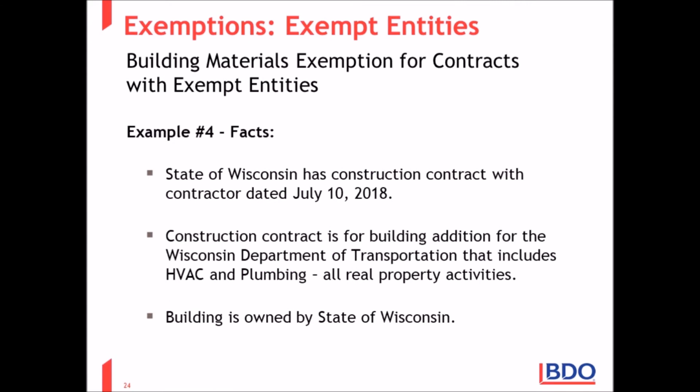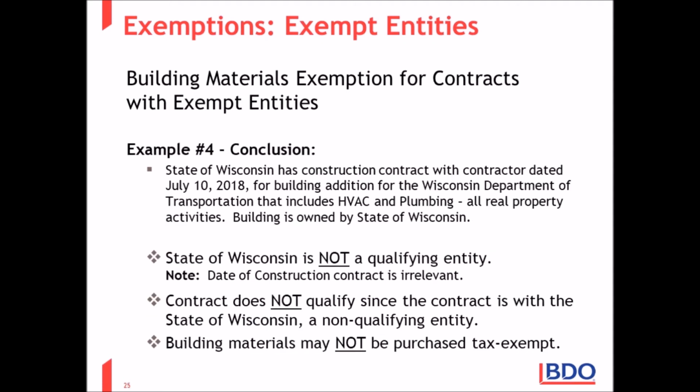So in example 4, we have a contractor that has a contract with the state of Wisconsin. It's dated July 2018. The contract is to do real property improvements for the Wisconsin DOT, HVAC, plumbing, and the building is owned by the state of Wisconsin. So again, when we analyze this, we look at the effective date. It is July 10th of this year, which is after even Phase 2 of the statute. So there's no date question.